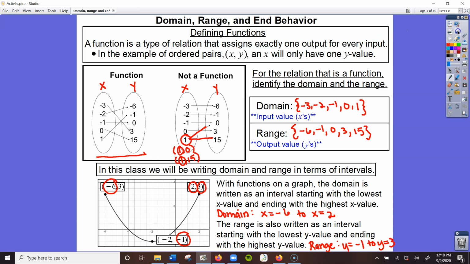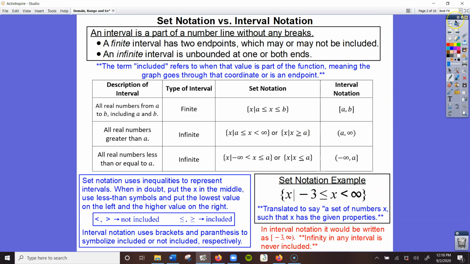Now, when we're writing these intervals, there is a particular way of doing so. There are two types of notation that we're going to use to describe our intervals. There's something called set notation and another called interval notation. Now on this slide, you're going to see a lot of information. And all of it you can read on your own. It's just more detailed in terms of what I'm going to explain, but I'm going to break it down for you.